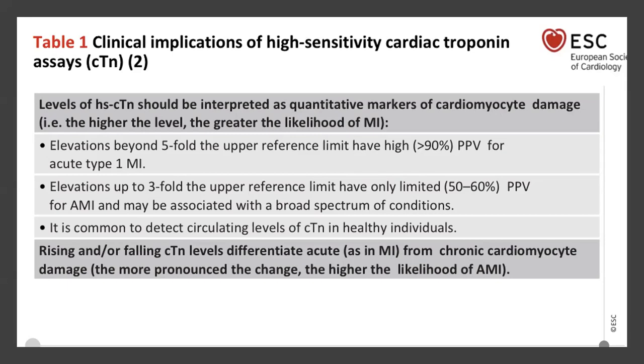It is common to detect circulating levels of cardiac troponins in healthy individuals. So you don't need to do cardiac markers if it's not indicated, because once you have positive results, you have a dilemma where you can't interpret it because the patient did not really present with what you were looking for, or you just randomly did bloods and it's not really indicated. So just note that the rising and falling of your cardiac troponin levels differentiates an acute from chronic cardiomyocyte damage, like we showed earlier on.